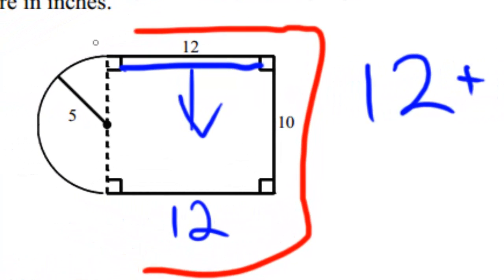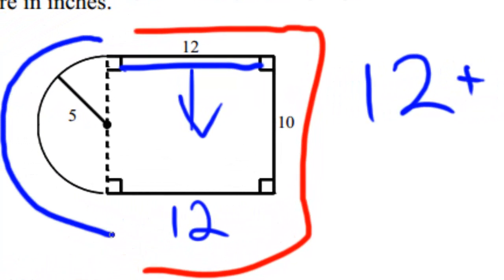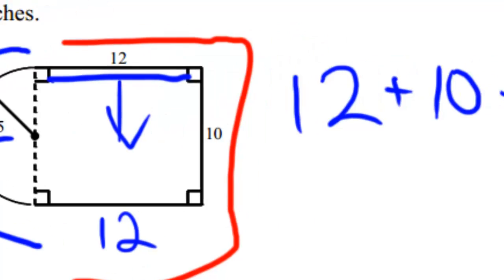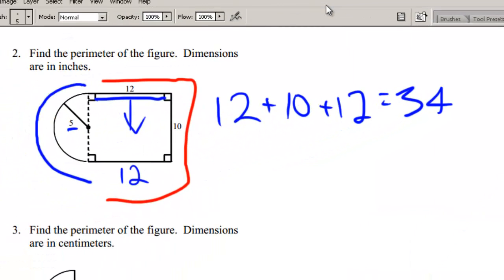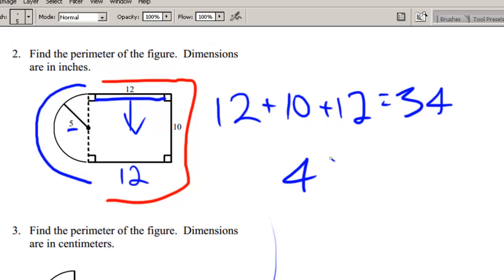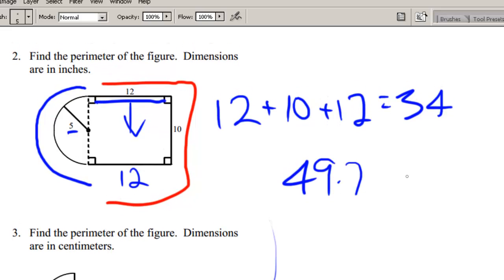Next, what we're going to need to do is figure out what the length of this semicircle is. To do that, we're going to need to multiply the radius, which is 5, by pi. So let's go to our handy-dandy calculator, and we can see that 34 plus 5 pi is going to give us 49.7. Remember that the unit of measurement is in inches, so we're going to write 49.7 inches. Great.